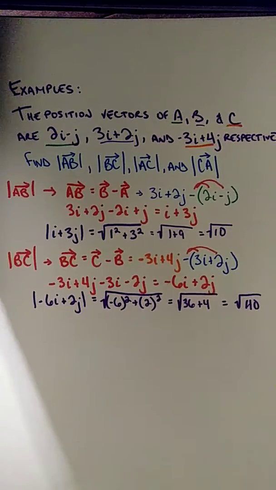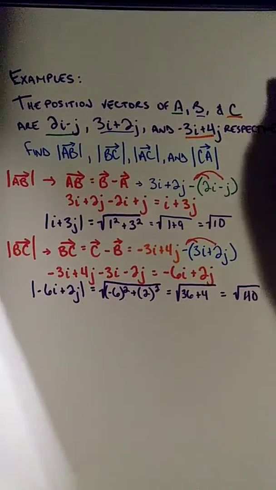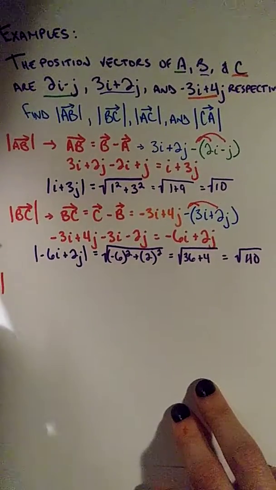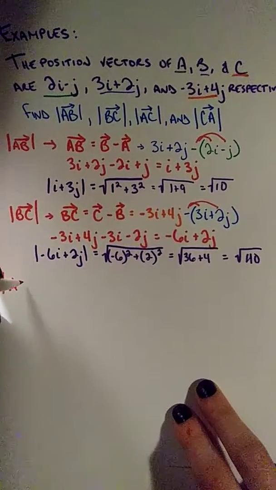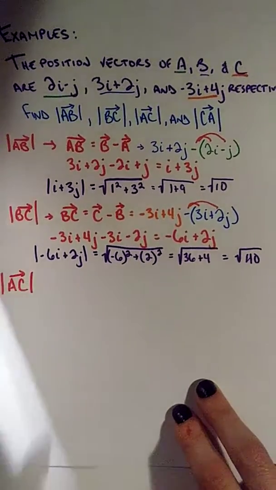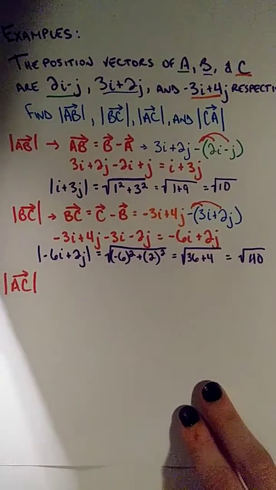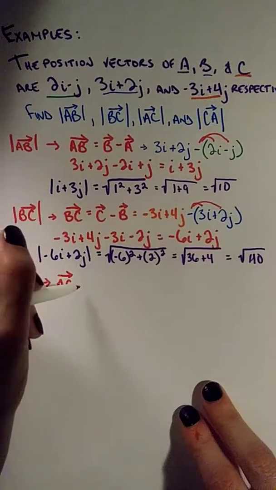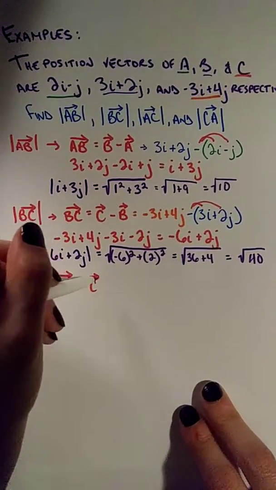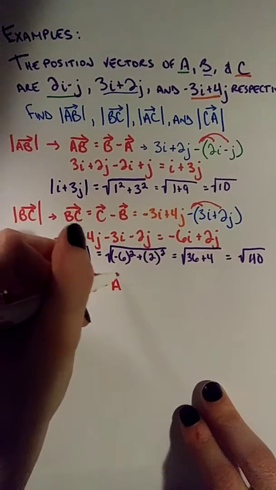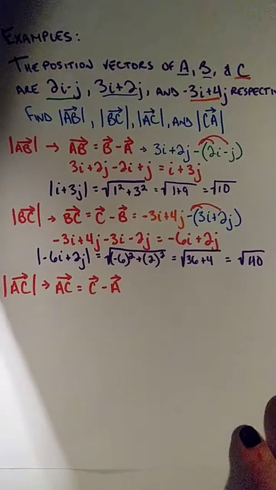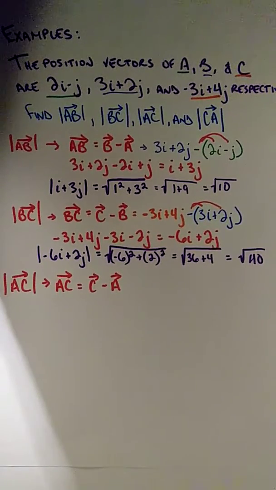Let's take a look at the next one here. We are trying to find the magnitude of vector AC. So in order to find the magnitude of vector AC, first I'm going to find what vector AC is. And in order to do that, I have to do vector C minus vector A. We always take where we left off and subtract where we started. So vector C minus vector A.